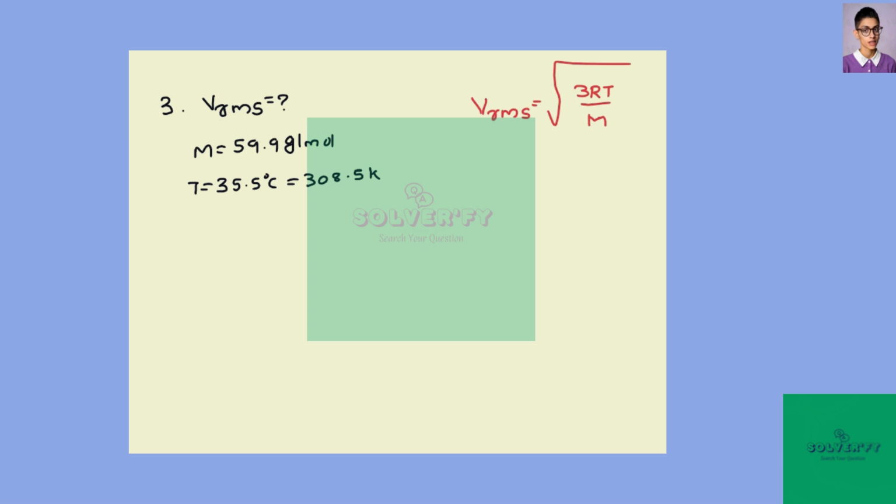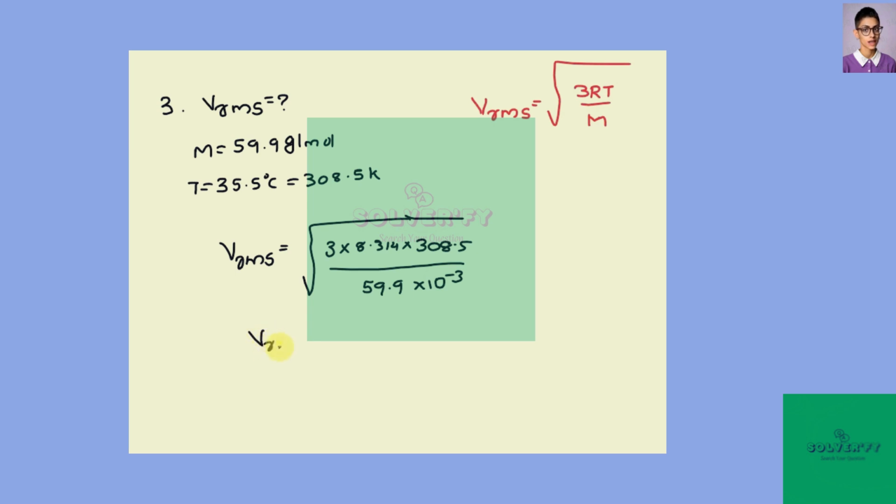In our next question, we have to find out the VRMS value. The VRMS value can be found by the equation VRMS equals root of 3RT by M. Here we can directly calculate it: 3 into the R value, the universal gas constant 8.314, into the temperature in Kelvin 308.5, divided by the molar mass of the element, given as 59.9 gram per mole. We also have to multiply with 10 raised to minus 3 to convert into meter. As a result, we get the VRMS value as 358.4 meter per second.